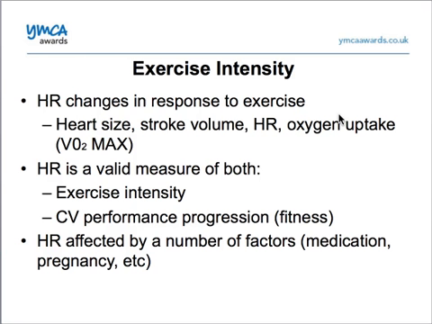So heart rate is a valid measure of exercise intensity, so we know what intensity we're working at, because we talked about training zones, didn't we? If we're working quite hard, really anaerobic, we know that we're working at 80 to 90%. If we're working in the aerobic training zone, we're working at 70 to 80%. So we know that heart rate is a good method to measure the intensity of our exercise.